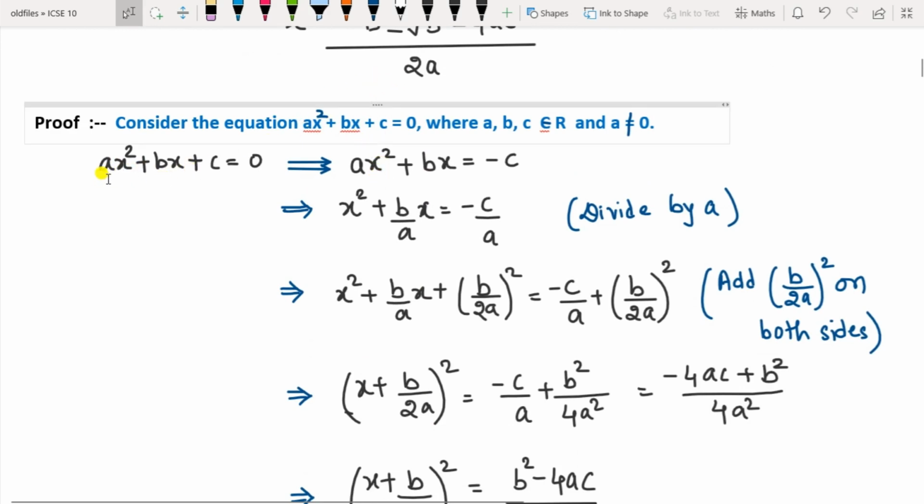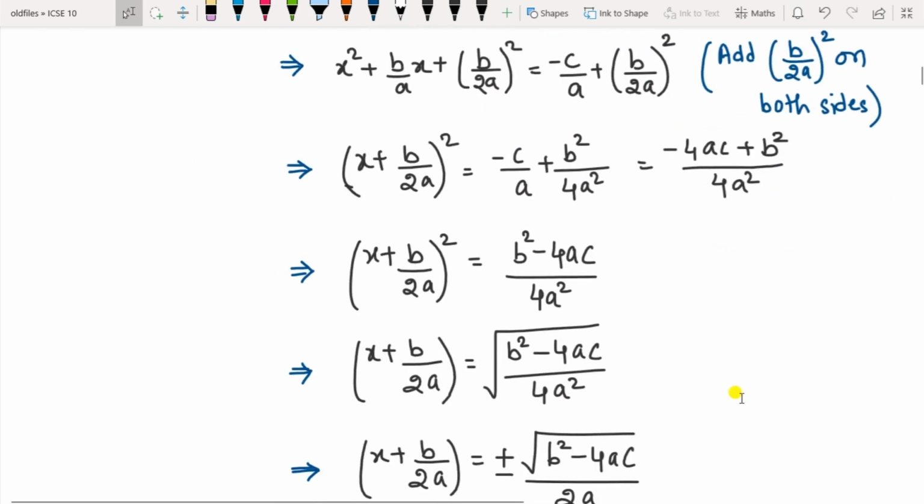So consider the general quadratic equation ax square plus bx plus c equal to 0. Bring c on the left hand side, so it will be ax square plus bx equal to minus c. Divide the whole equation by a. It will be x square plus b by a x equal to minus c by a. Then add b upon 2a the whole square to both sides of the equation. So the left hand side will now be x plus b by 2a the whole square, and the right side keep as it is. Then take the LCM and rearrange the terms. So it will be b square minus 4ac upon 4a square.